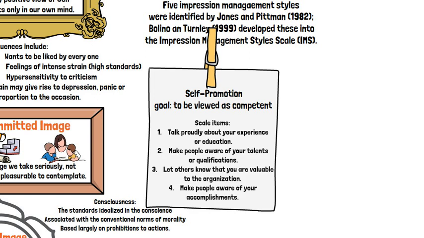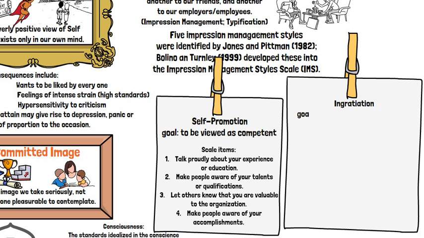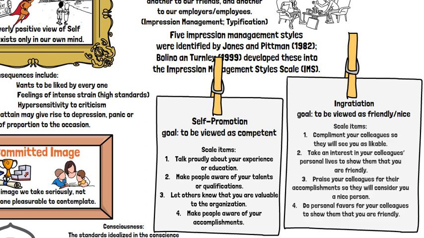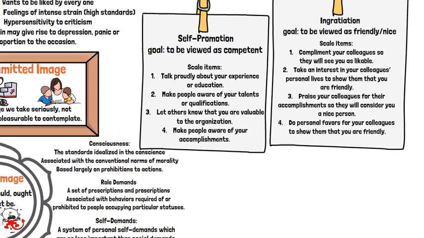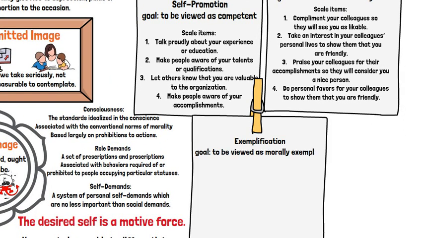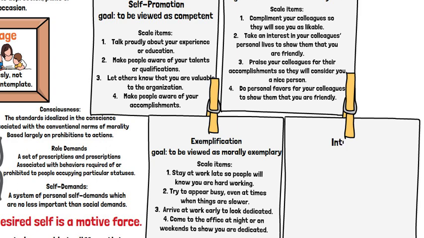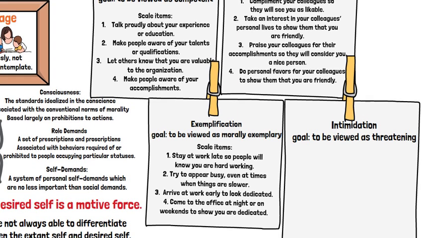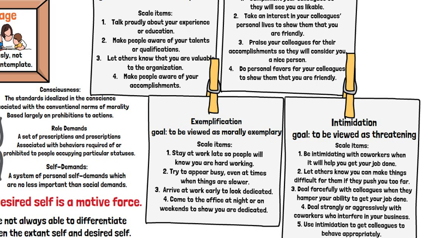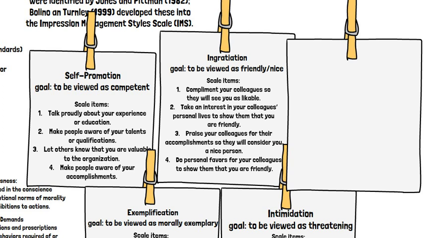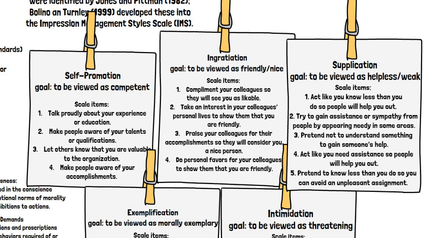The first style is self-promotion, and the goal here is to be viewed as competent. The second style is ingratiation. The goal here is to be viewed as friendly and nice. The next impression management style is exemplification, and the goal is to be viewed as morally exemplary. The fourth style is intimidation, and the goal is to be viewed as threatening. The final style is supplication, and the goal is to be viewed as helpless or weak. How do you use these impression management styles in your day-to-day interactions?